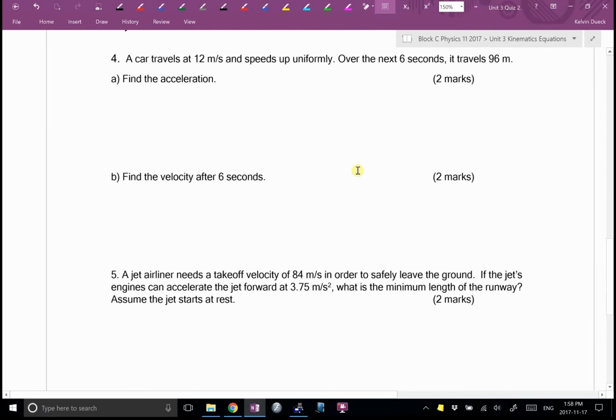Car travels, speeds up, find the acceleration. Okay. A equals question mark. Looks like VI is 12, T is 6, D is 96. Looks like I'm going to end up using this one. It's pretty yucky because I want to get the A by itself, so I'm going to go really meticulous. This time the VIT doesn't cancel.